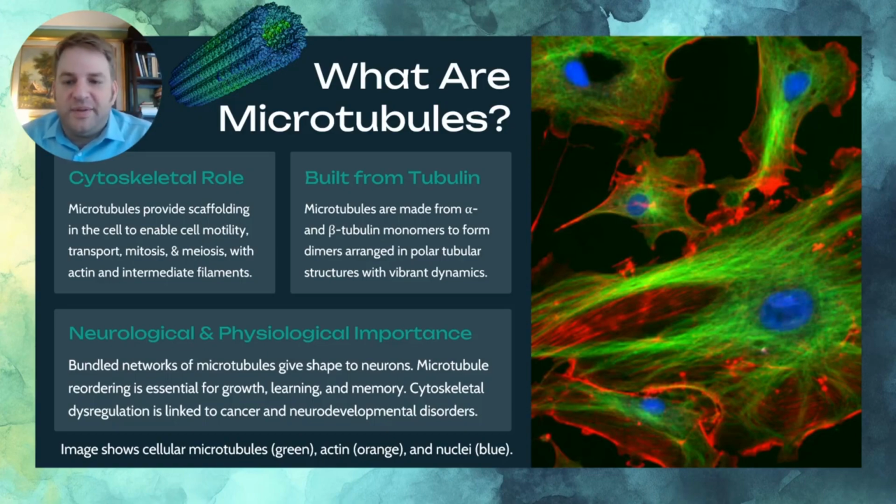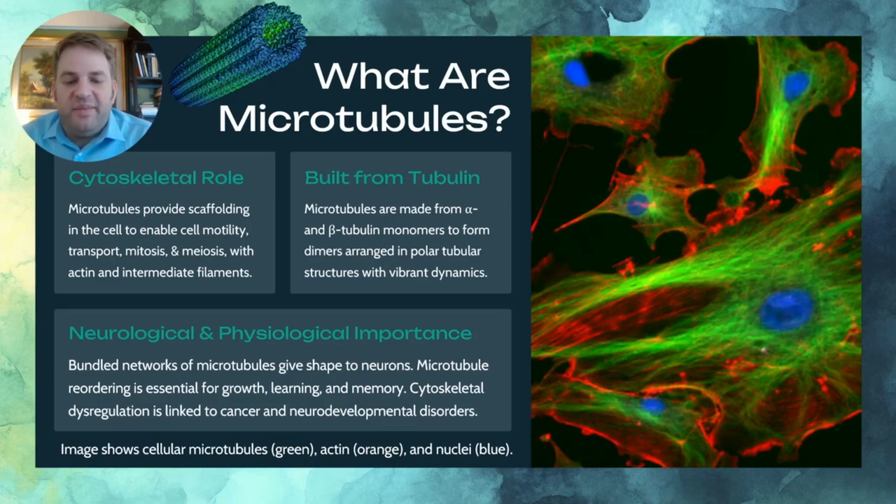The cytoskeleton plays a multitude of roles in the cell. It provides structure and mobility and allows for transport, and the microtubules themselves, as the main structural component, help enable all these aspects of it. The cell's movement, as I mentioned, transport, as well as cell division, mitosis, and meiosis. And the microtubules accomplish all this alongside actin and intermediate filaments, as well as a number of other components as well.